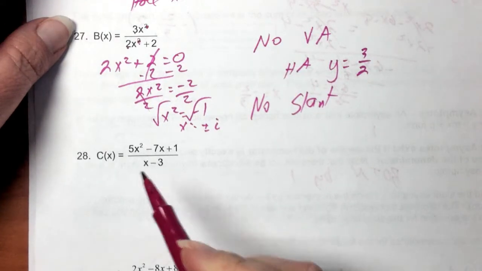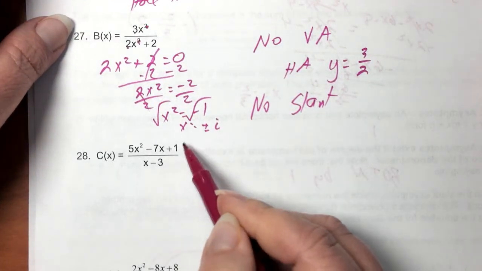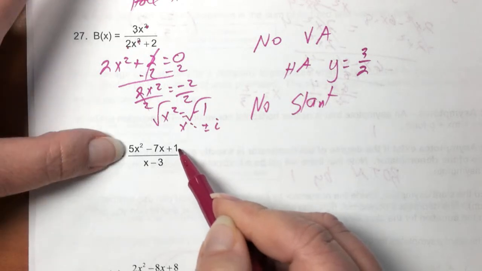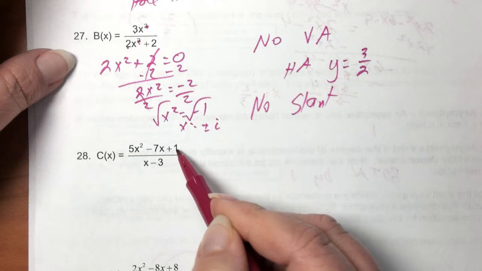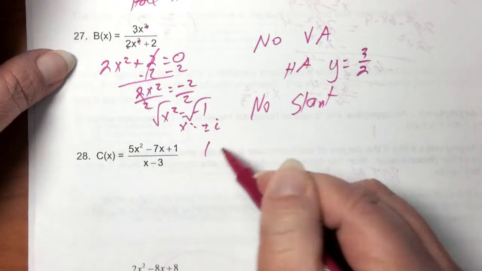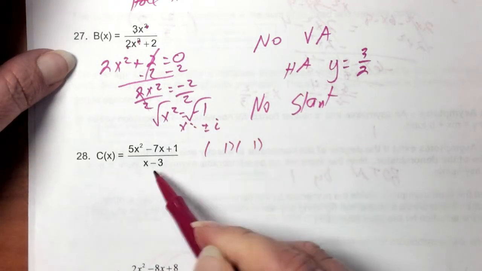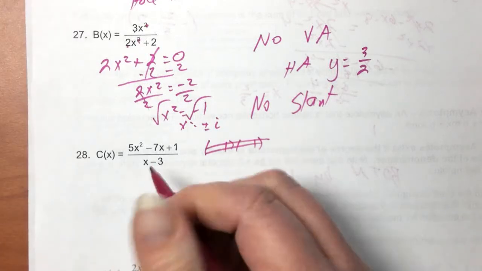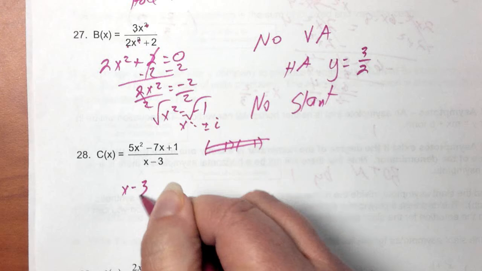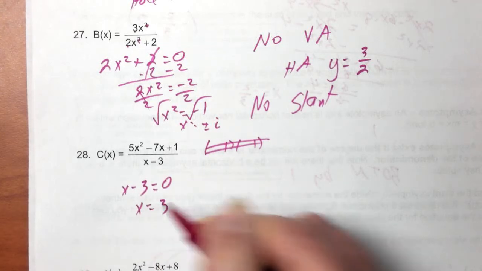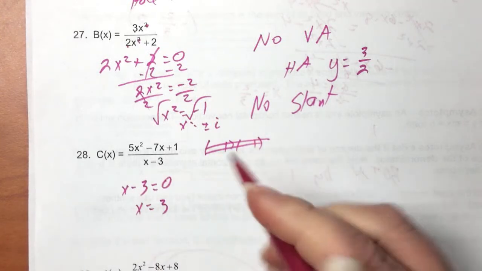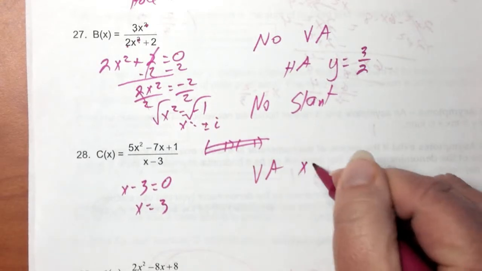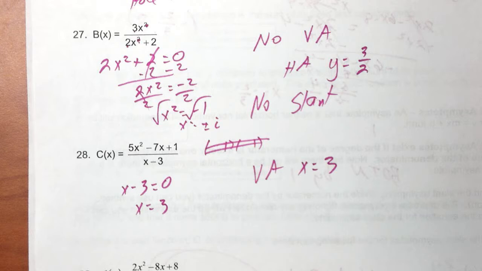Okay, number 28 here. We need to factor the top to see if anything cancels. This top may factor, but I don't think it's going to factor to an x minus 3, because the only way to get the 1 at the end would be if we had 1 and 1. So we're not going to be able to factor it to get an x minus 3. So nothing's going to cancel. All right, so I just want to see what makes that denominator 0, and that's 3. Since nothing canceled with the top, that means that 3 is where there's a vertical asymptote. So vertical asymptote at x equals 3.